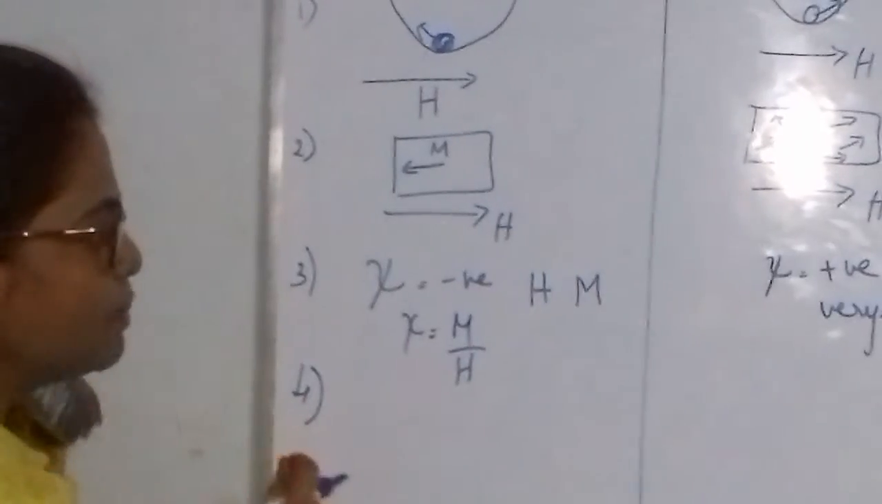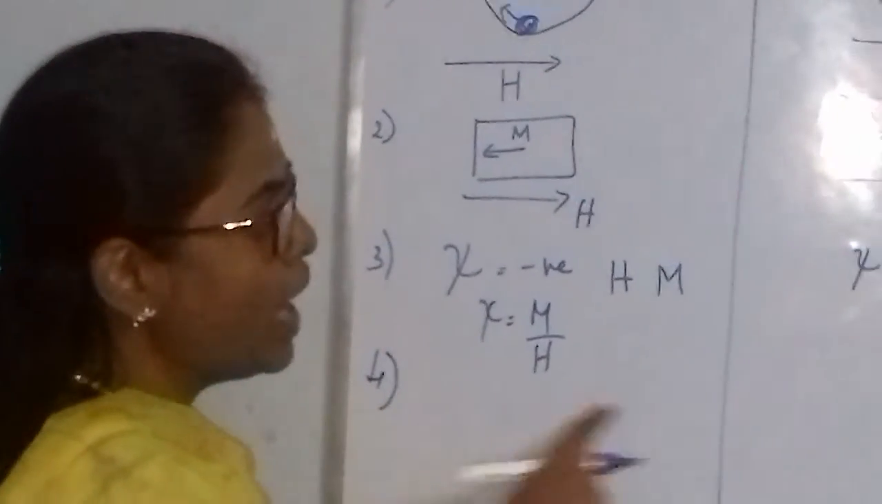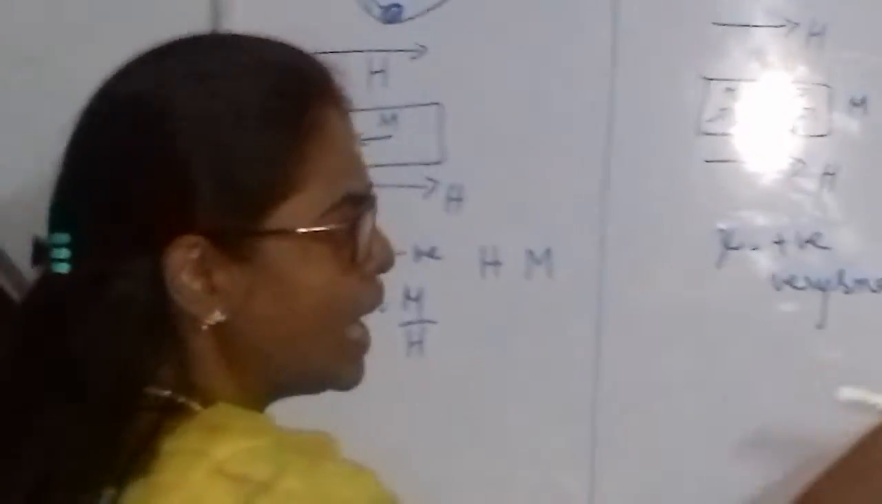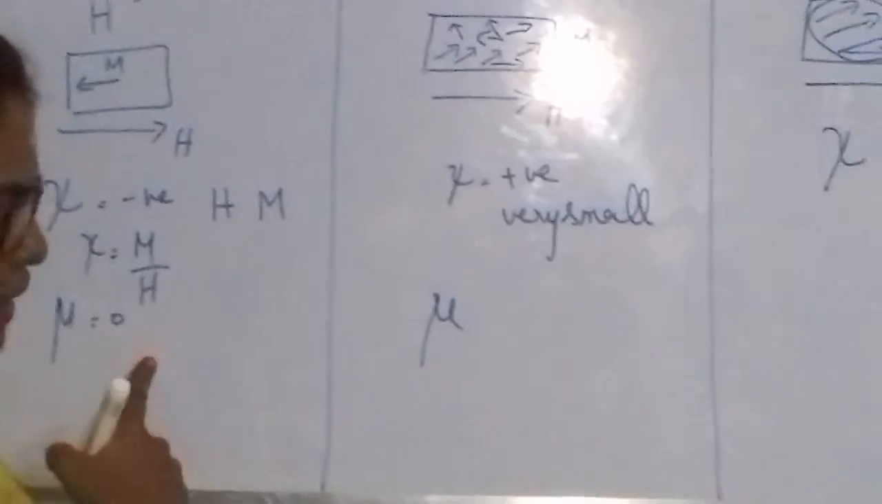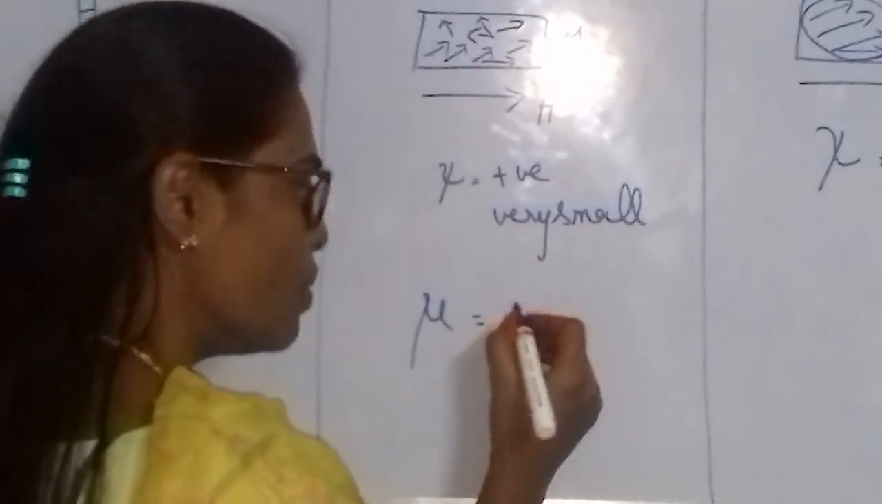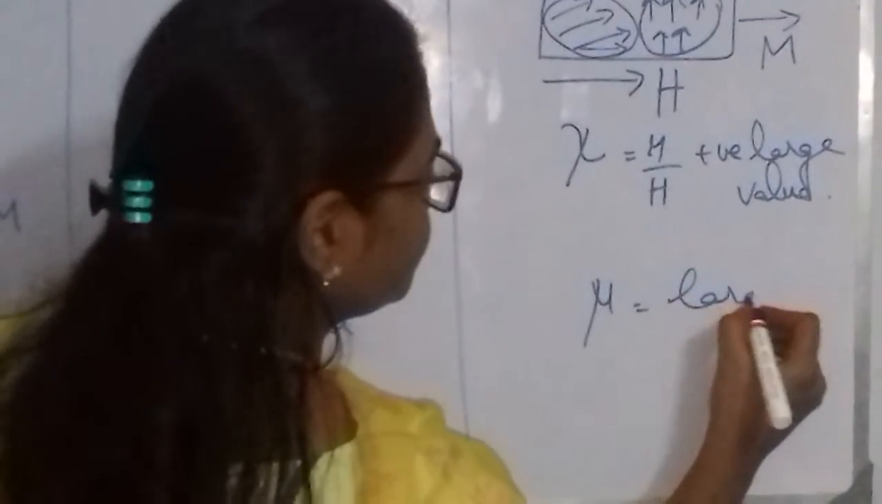Next is permeability. Permeability for diamagnetic is 0, here it is a very small value, and here it is a very high value. This is 0 because you cannot magnetize this material. This is a small value, and here this is a large value.